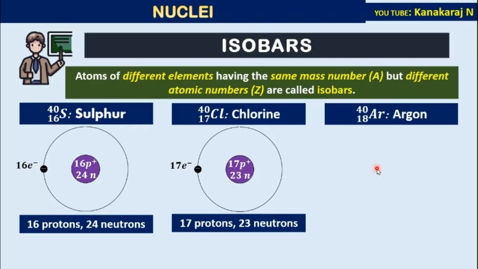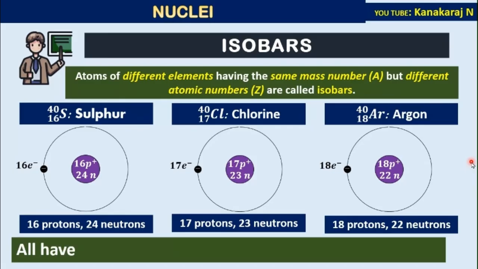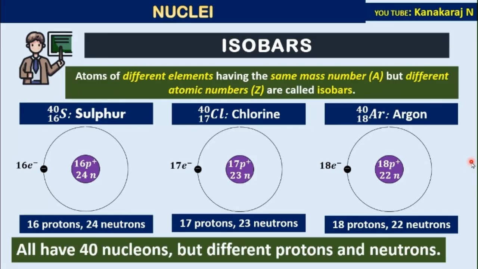Argon 18, 40. Here, in the nucleus of argon, there are 18 protons, 22 neutrons. Together, they make 40 nucleons. In the orbits, there are 18 electrons. So, all have 40 nucleons, but different protons and neutrons. So, this is what's called isobars.